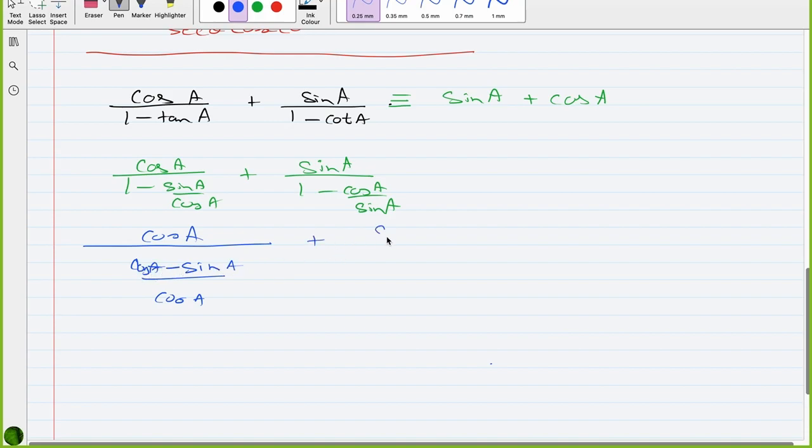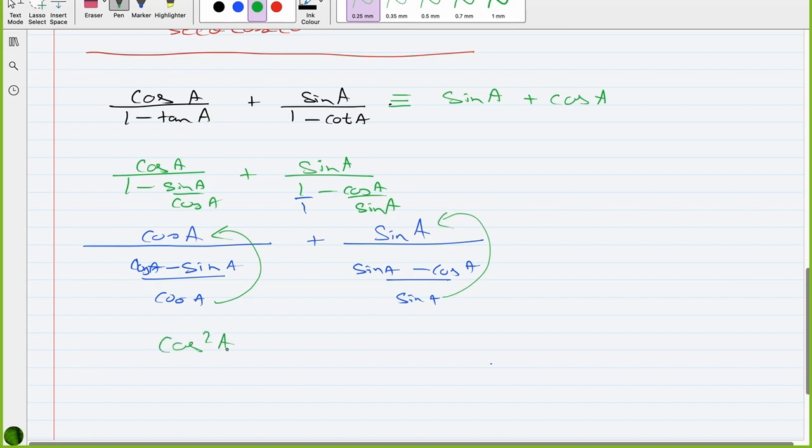On the other side, sin A in numerator and LCM is sin A again, cross multiply. This was 1 by 1, this became sin A, the other is minus cos A. Now we simplify these two and this goes in the numerator, becomes cos square A divided by cos A minus sin A plus sin square A divided by sin A minus cos A.